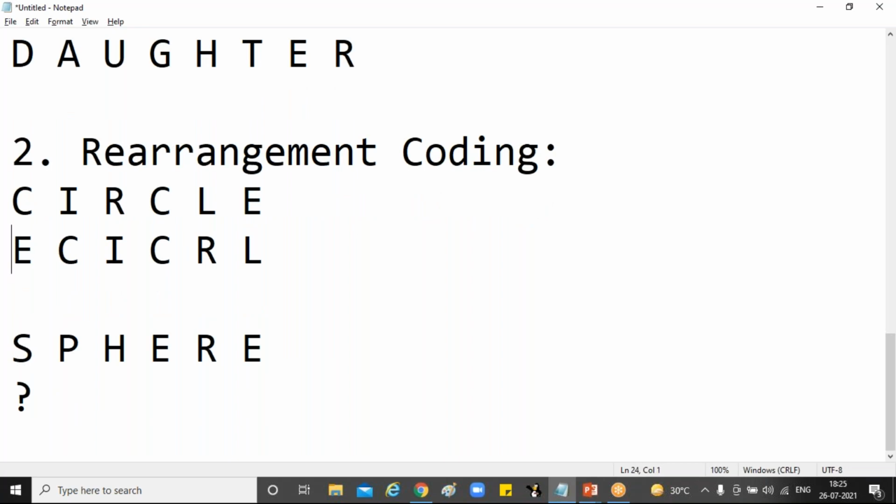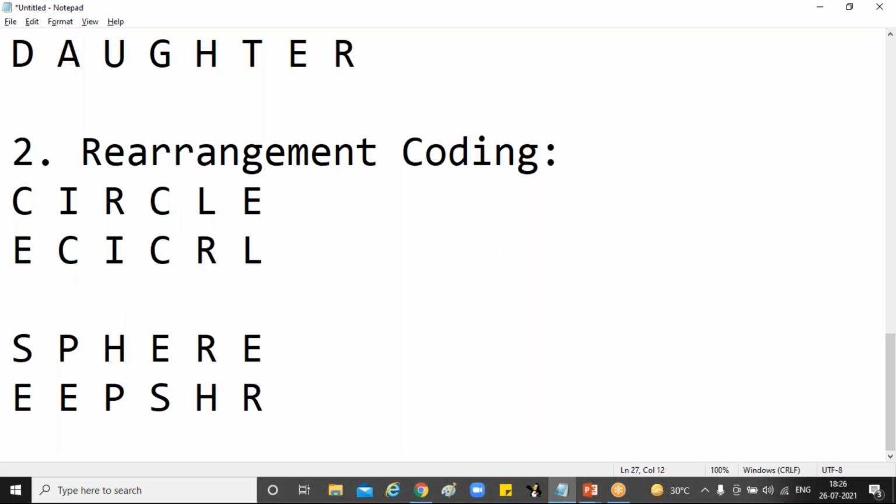If you observe clearly, in CIRCLE, from the reverse we take E, C, I, and from the forward we take C, R, L. The same logic applies here also: from the back, E and E, P, and from the forward S, H, R.